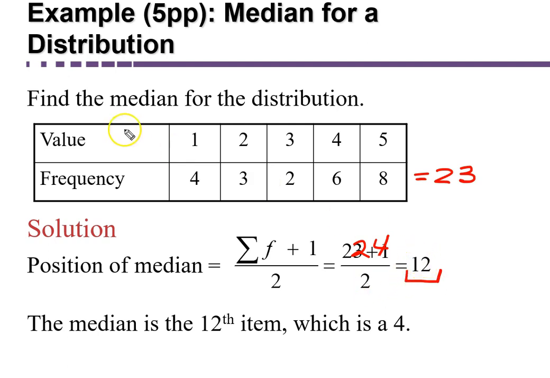Now, this 12 is not a value. This 12 is the frequency position. So where would that be? Well, you could start adding these together. 4 plus 3 is 7. 7 plus 2 is 9. So from 9, 10, 11, 12, the 12th position would be here, and the value would actually be a 4.